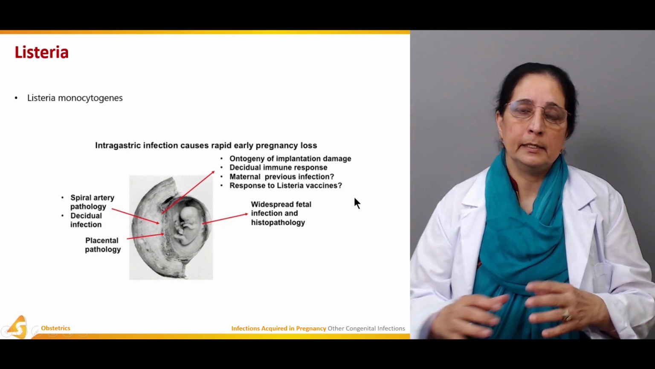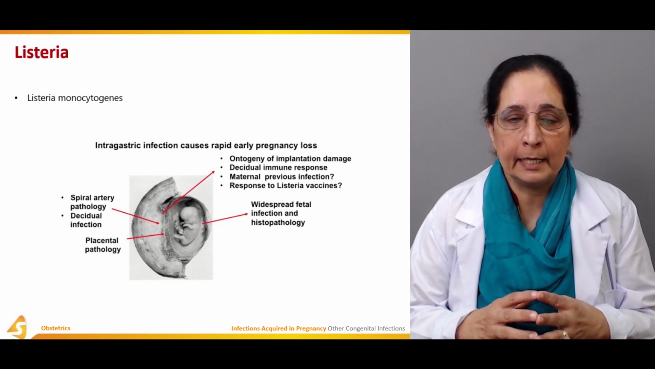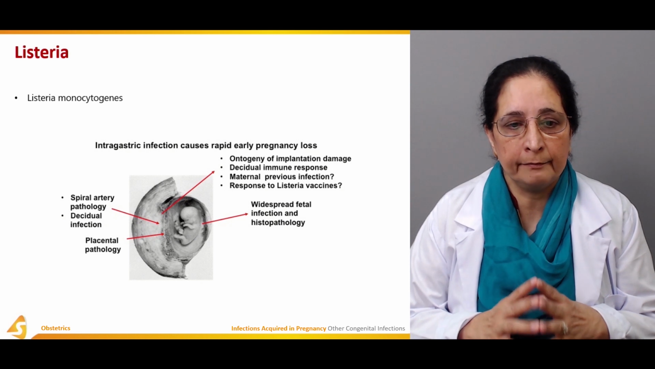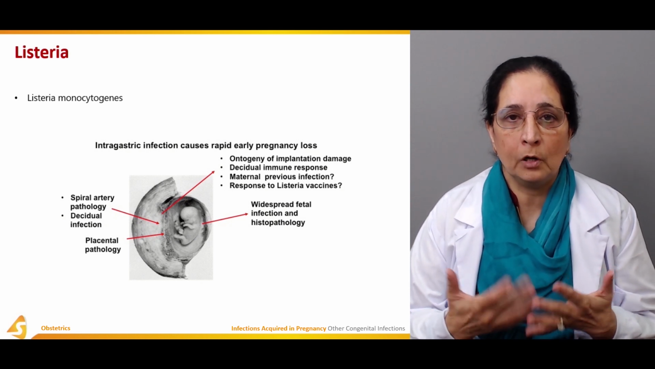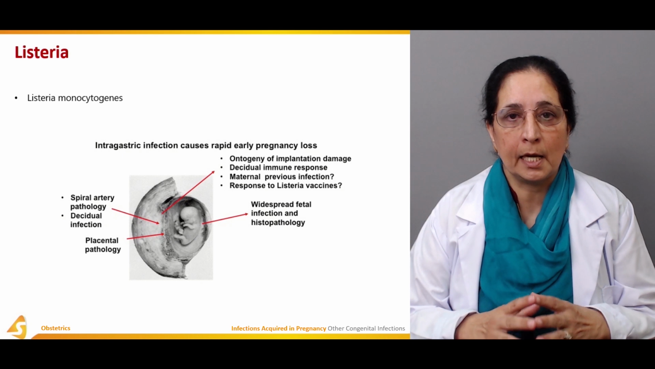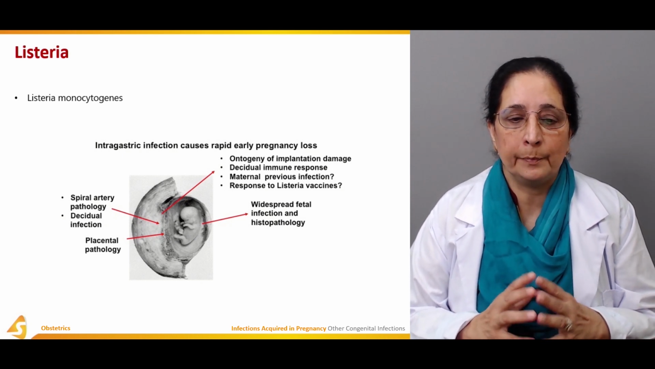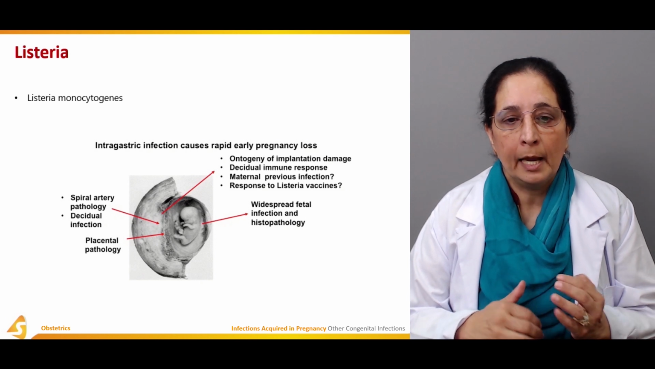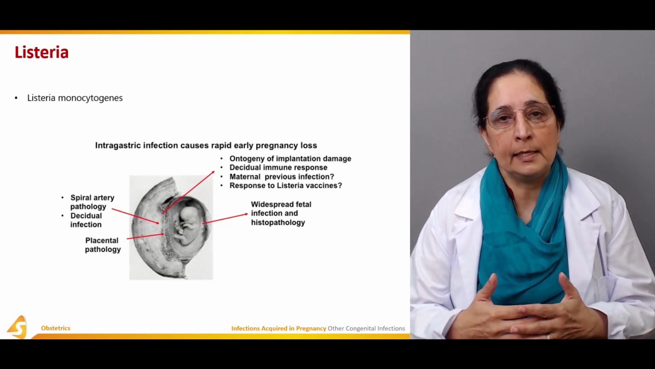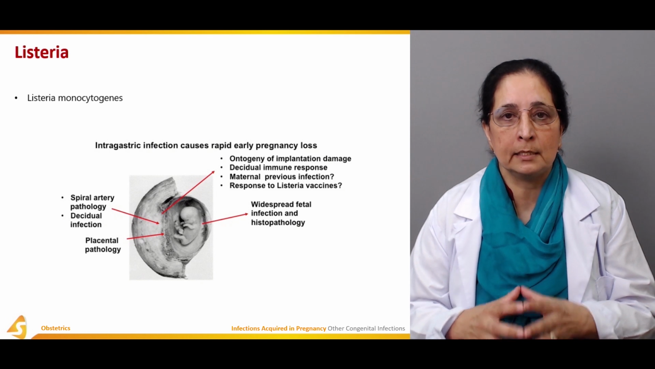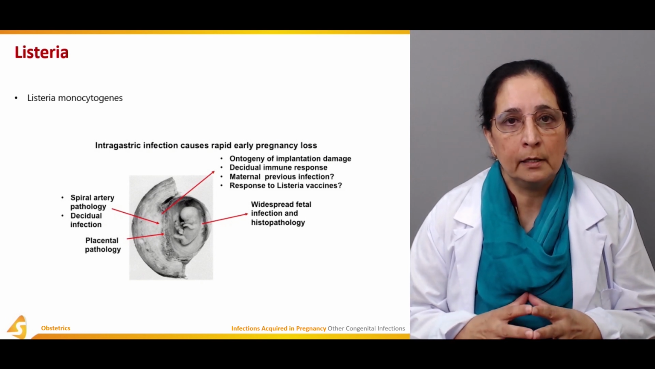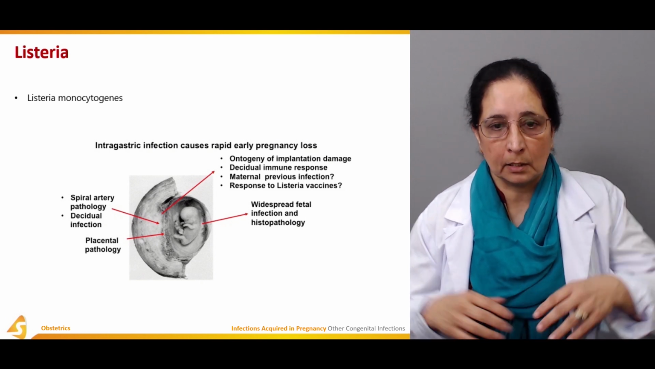So all these are the different effects that can occur with Listeria infection. There is pathology of the decidual site, there is pathology of the placental site or placental tissue, and all these abnormalities can affect the fetus badly and even cause early rapid pregnancy loss.